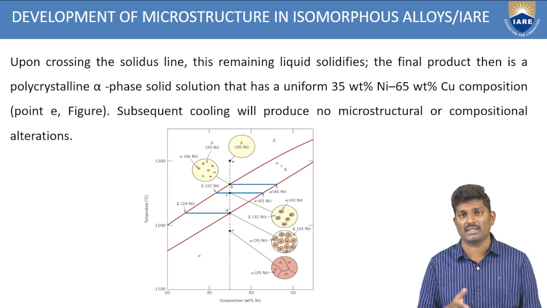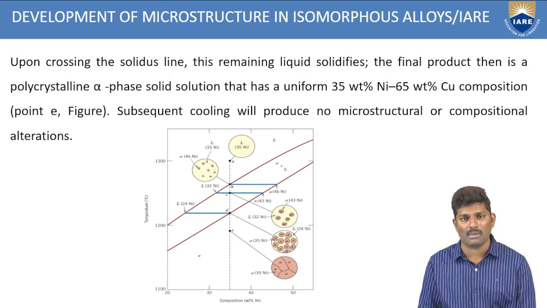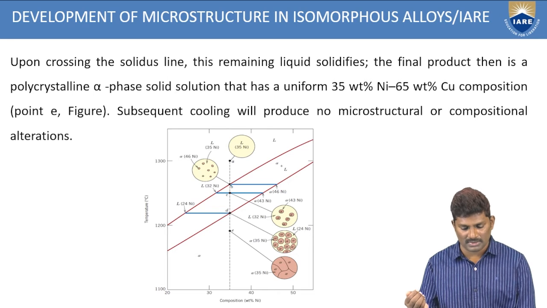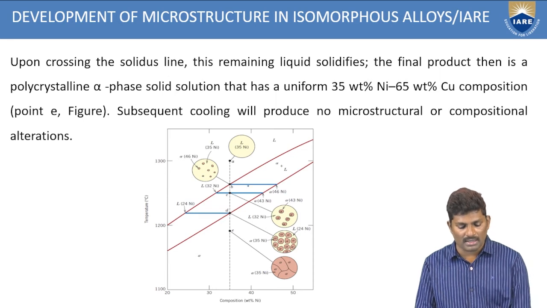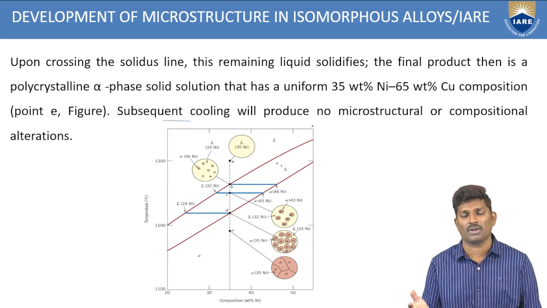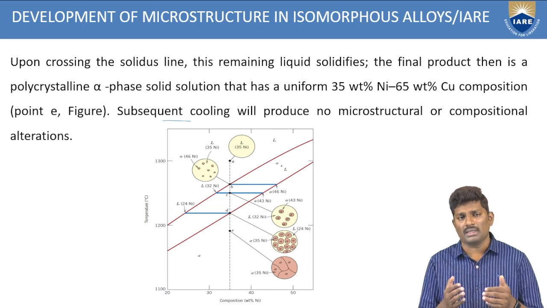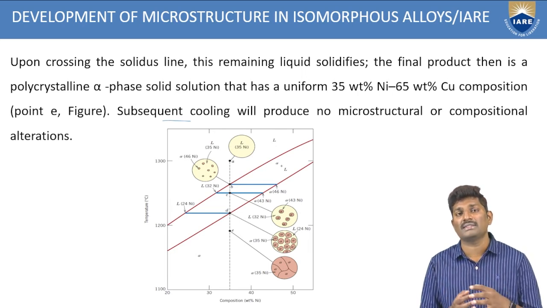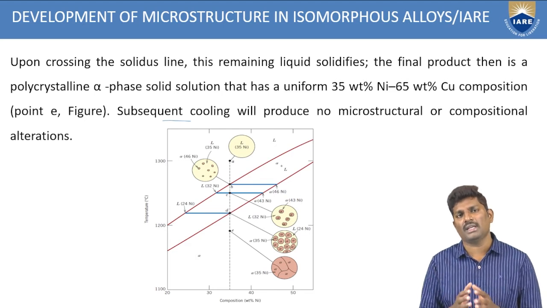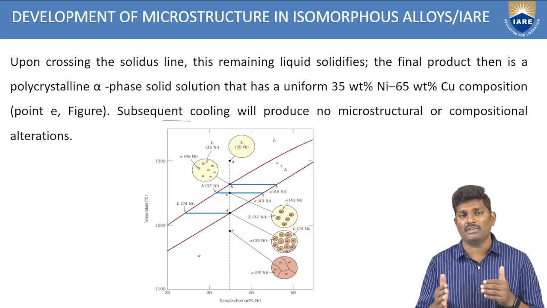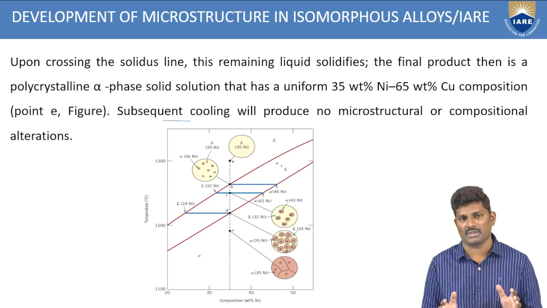Upon crossing the solidus line, that means if you cross this solidus line, what is happening? The solid nature increases. That means there is a change in the microstructure. So you have different developments in the microstructure based upon the temperature. And the subsequent cooling will produce no microstructure composition alteration. Once you change the phase, only then is there some change in the microstructure. If it is in the liquid, you'll have the same nature of microstructure. If it is solid, it will have a solid nature of microstructure. But if it is in between, then there is a change in the microstructure that you have to identify.